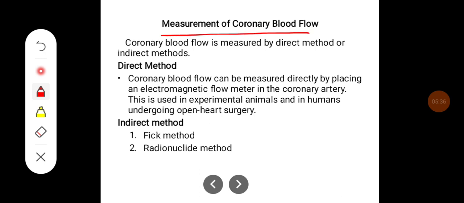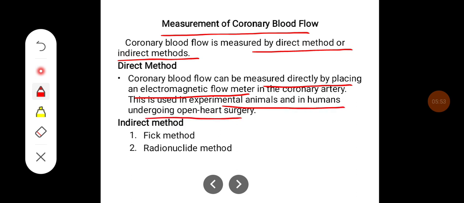Measurement of coronary blood flow. Coronary blood flow is measured by direct method and indirect methods. Direct method: the coronary blood flow can be measured directly by placing an electromagnetic flow meter in the coronary artery. This is used in experimental animals and in humans undergoing open heart surgery. The indirect methods are the Fick method and the radionuclide method.